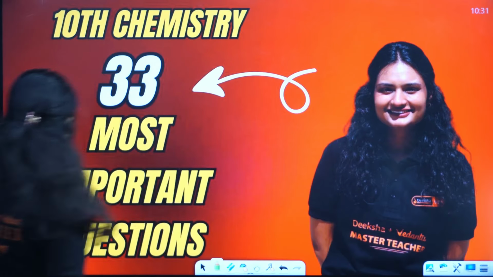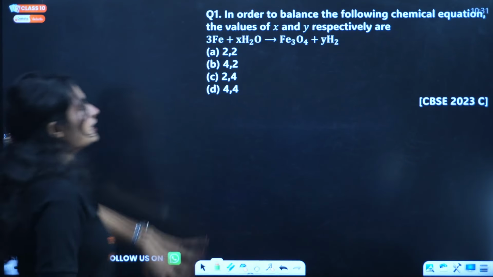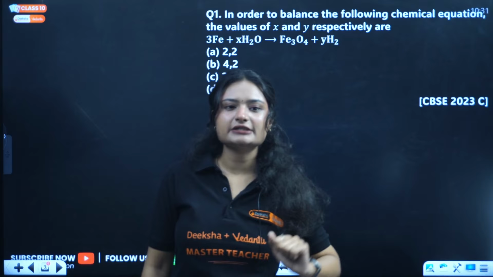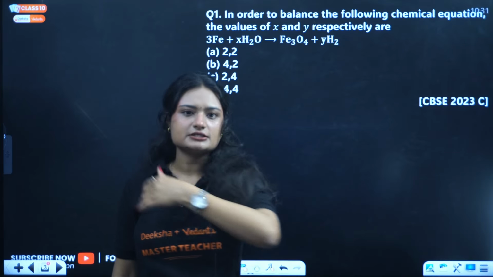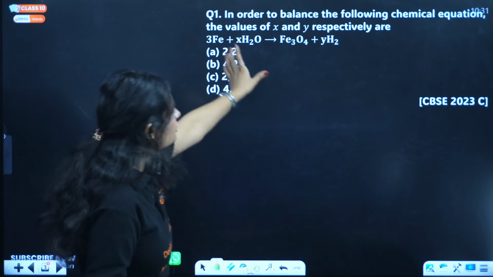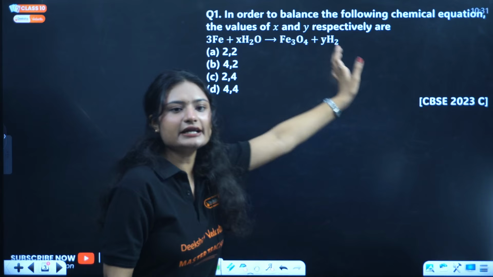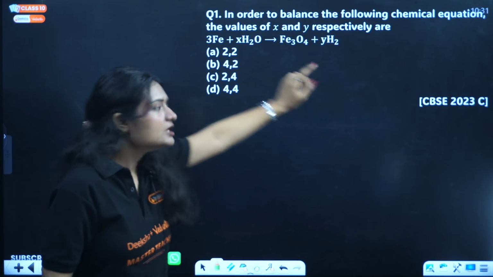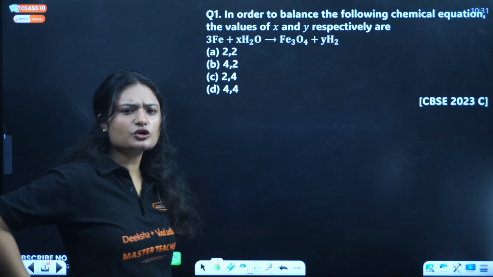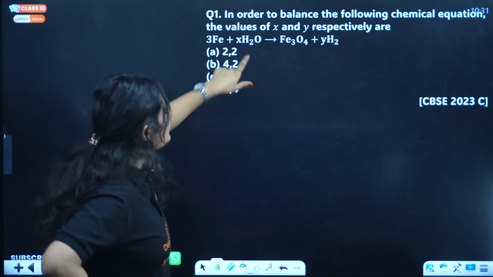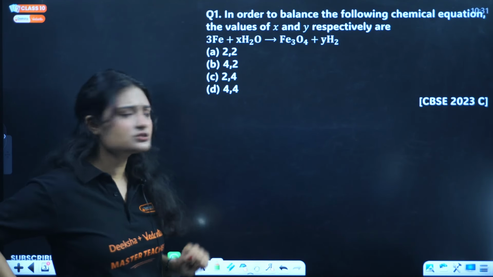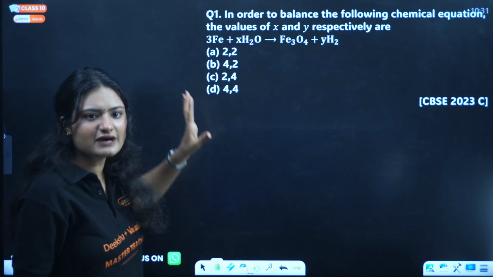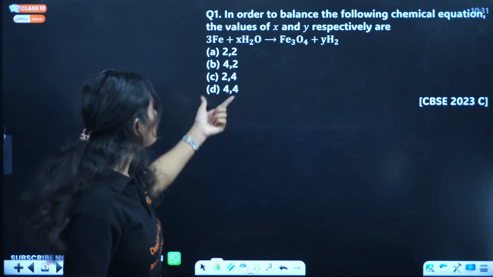Okay, let's start. Question number 1. In order to balance the following chemical reaction, the value of X and Y is. So, you see, only the water molecule and hydrogen gas you need to balance. Rest everything is balanced. There are 4 oxygens on the product side, right? So we need 4 oxygens on the reactant side also. So the X value will be 4.